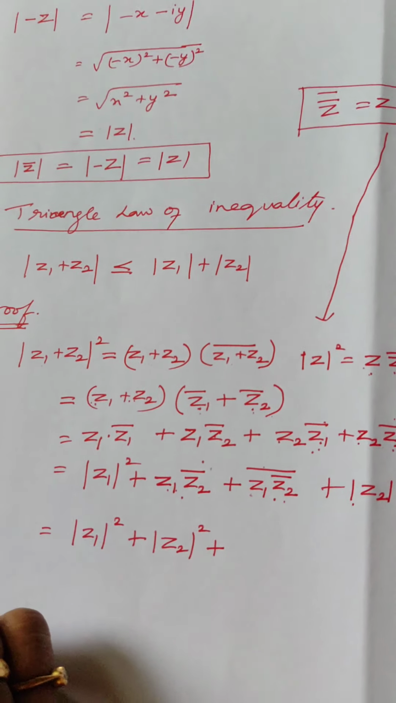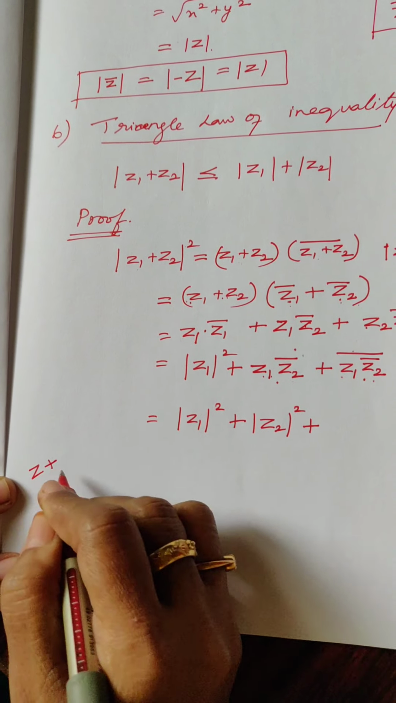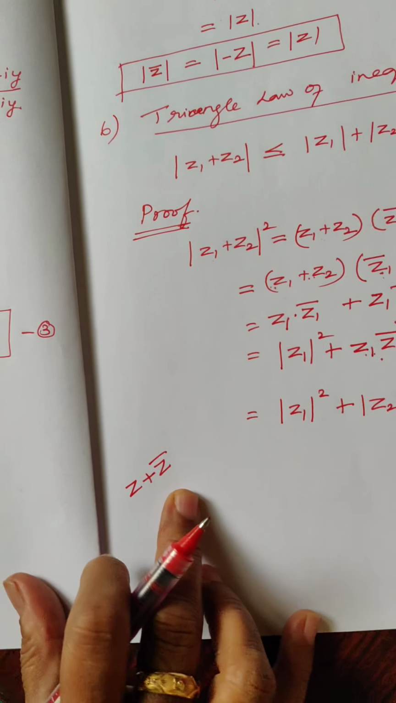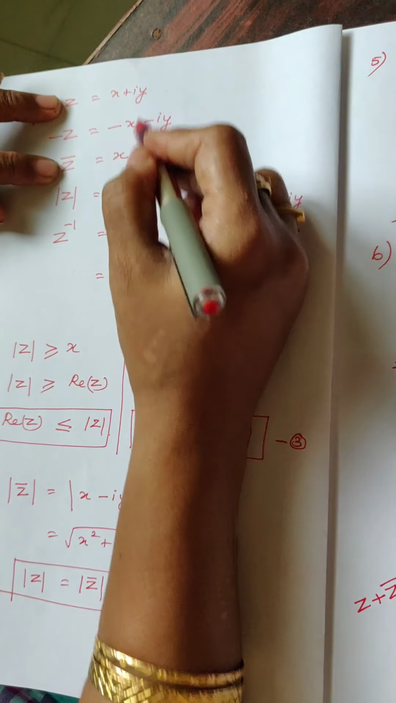What does the conjugate property say? If you have a complex number z, I am going to add the complex number with its conjugate. Here is z, the conjugate is here. Just add these two results.